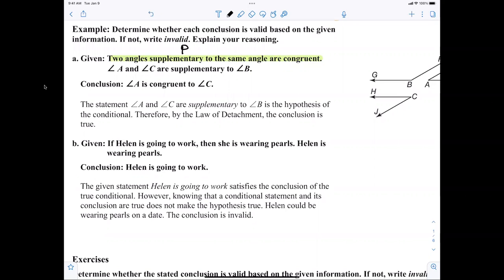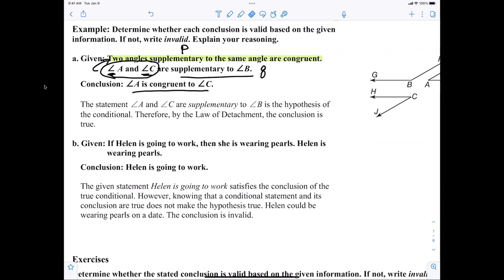Then the confusion part for me was that it says A and C are supplementary to B, right? Those are the two angles they're referring to up here. So this statement is Q. Two angles supplementary to the same angle are congruent is P. A and C are supplementary to B, that's Q. Now it's saying that A is congruent to C, right? Everybody okay with that? So if P, then Q, P is true, therefore Q is true.